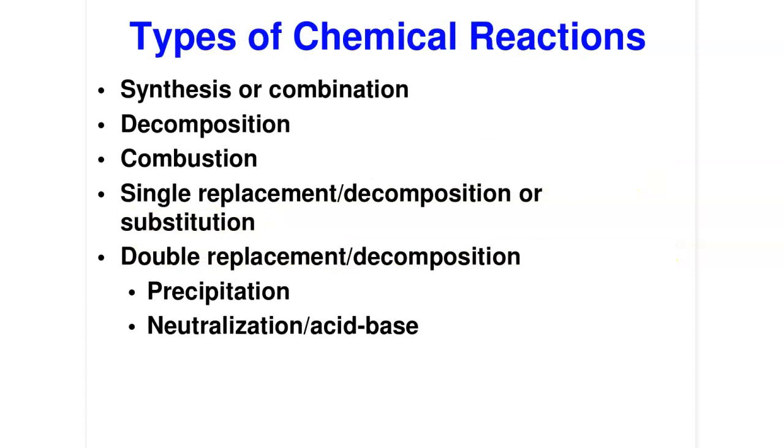Now, what are the types of chemical reactions we're going to be looking at here? Number one we'll be talking about is synthesis or combination reaction. We're going to see what this means. We're going to look at decomposition reaction. We'll be looking at combustion, single replacement, or we call it single decomposition, or it's also called substitution reaction, whichever one you want to call it. And we understand why it has all these names. And the last but not the least will be the double replacement. Some people call it double displacement, double replacement, or double decomposition reaction. And there are two types we're going to be looking at here. The two types will be precipitation reaction and neutralization or acid-base reaction. So these are all we're going to see as we move on in this lecture.